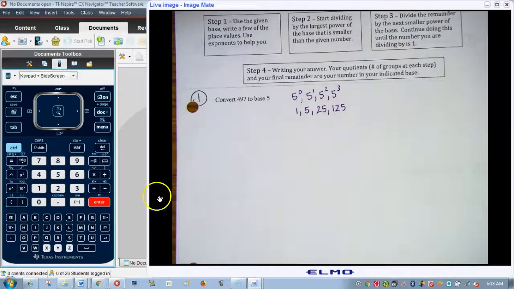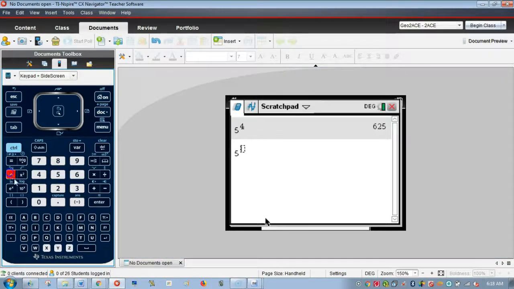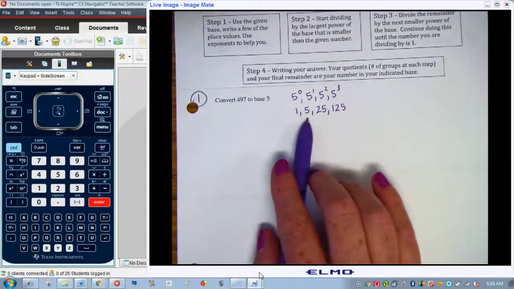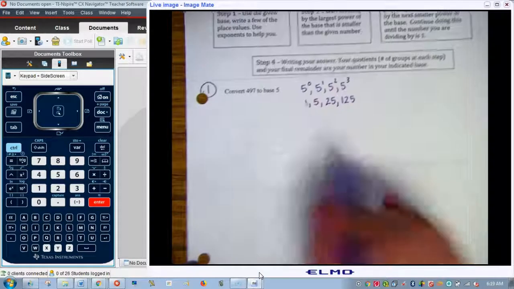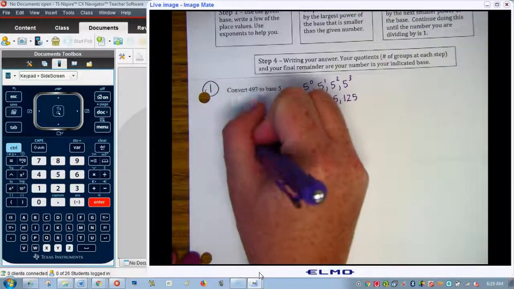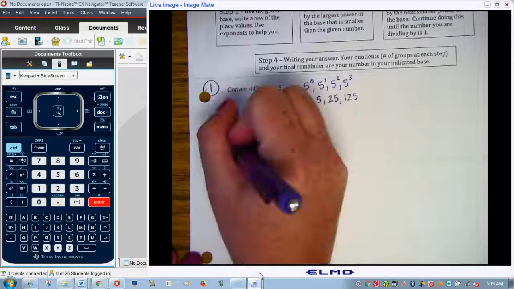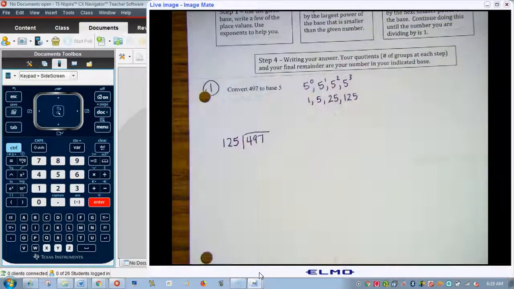Okay? When you're doing these, you need to make sure that you're doing 5 to the 0 and actually checking those. Anything to the 0 power is 1. So this first number here will always be 1. The second number will always be the base that you're talking about. So what you're going to do is take the number 497 and divide it by 125.